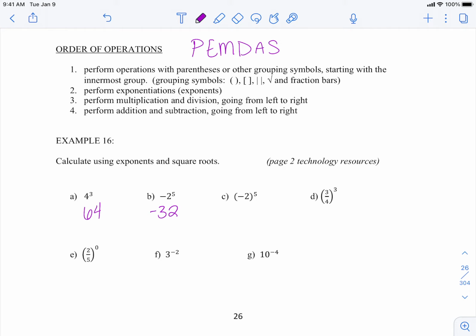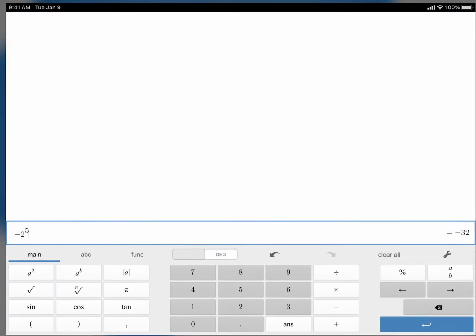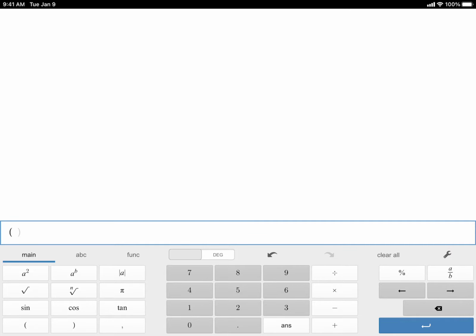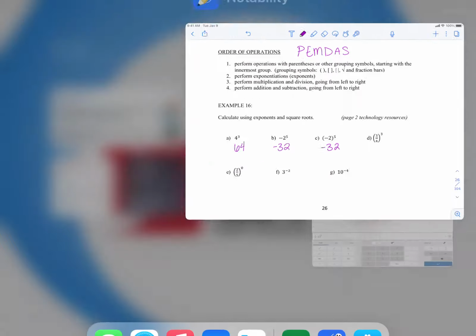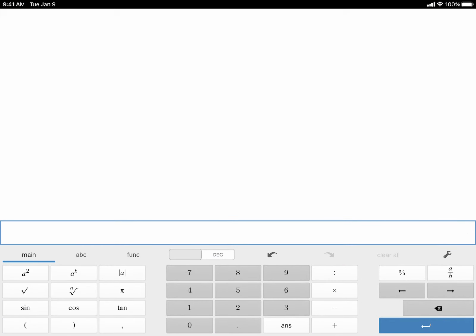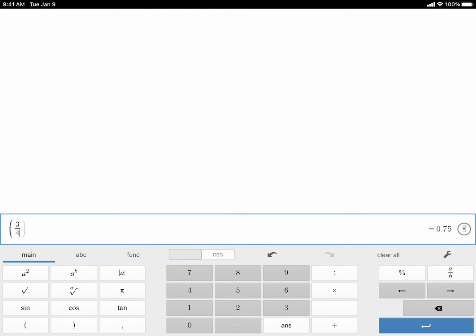Then I have negative 2 in parentheses to the 5th power. Let's try that. So I have parentheses, negative 2, close the parentheses, to the 5th power, which is also negative 32. I have 3/4 to the 3rd power. So here, put my parentheses, 3 divided by 4, close the parentheses, raised to the 3rd power, hit the fraction button. I can see it's 27 over 64.